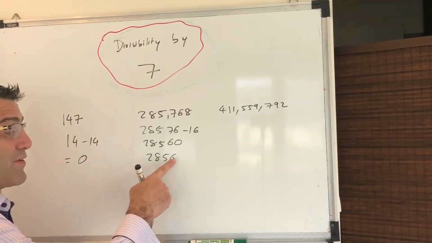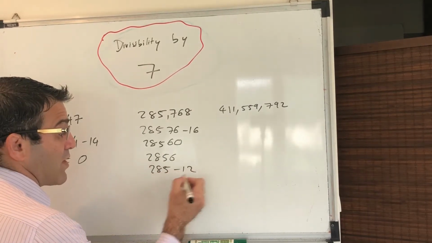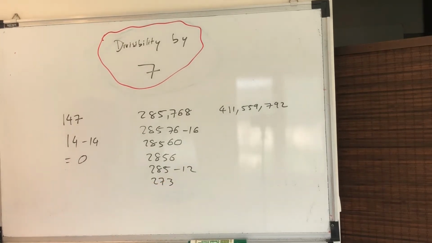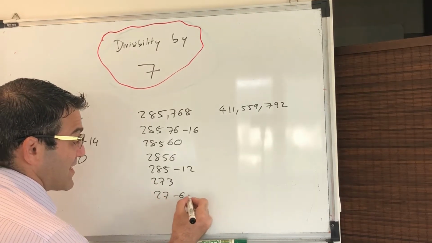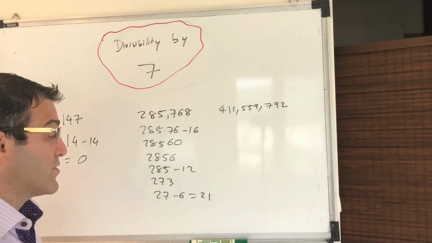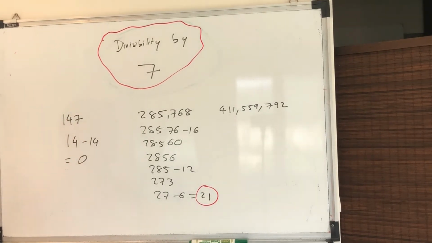Now for my 2856, I double the last digit, which is 12. So I do 285 minus 12, and I end up with 273. And for 273, I double my last digit, which is 6, so I do 27 minus 6, and I end up with 21. Now 21 is in the 7's times table, so this one is definitely divisible by 7. Okay, so 7 divides this number.